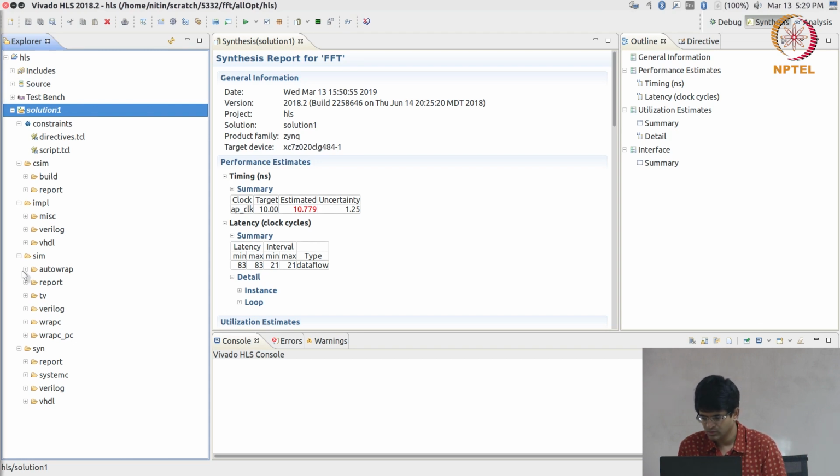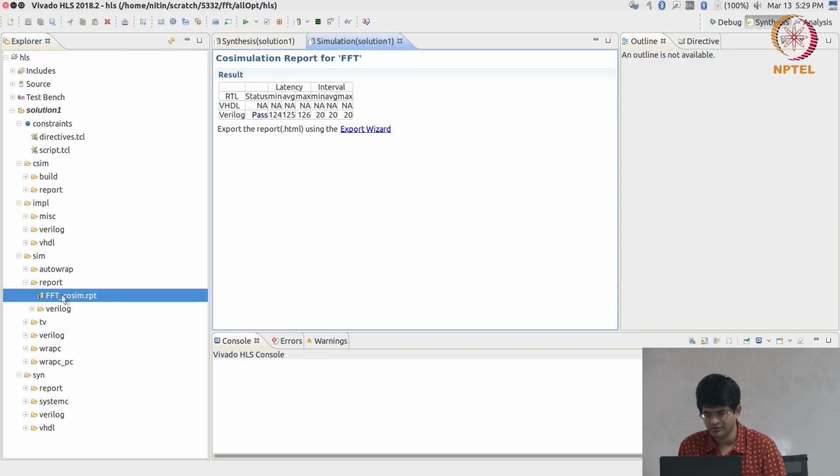Okay? Now, one thing that you will see is, I ran the co-simulation for this. The co-simulation gives me slightly different numbers. It shows that the interval over there is 20, not the 21 that the synthesis estimate told us. And the latency is 124, not 83.